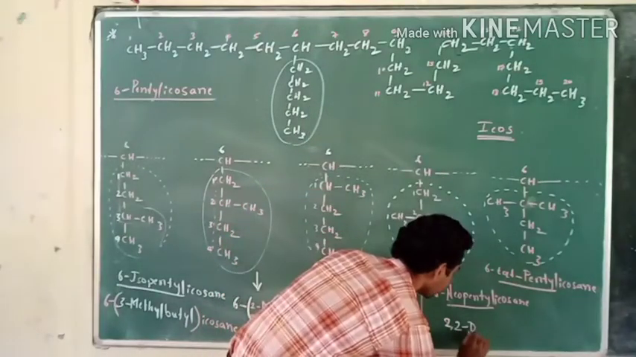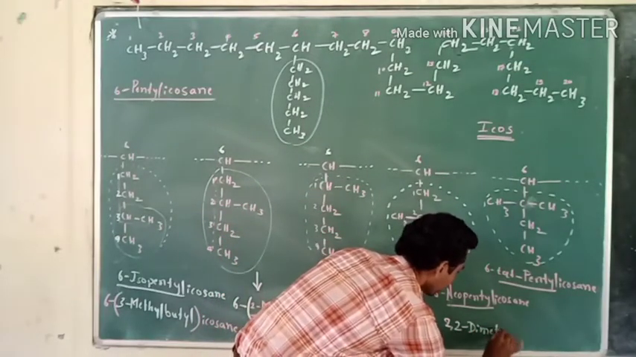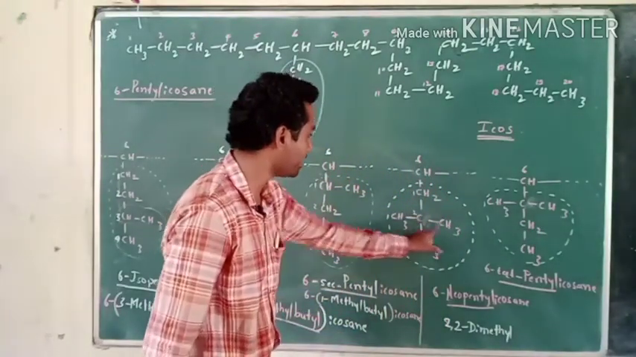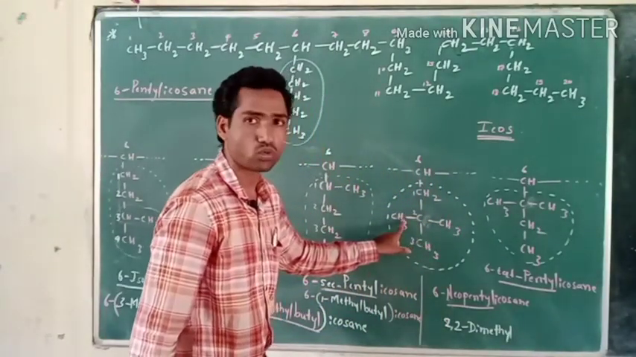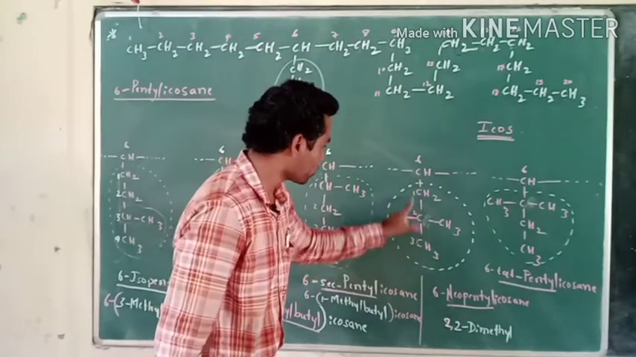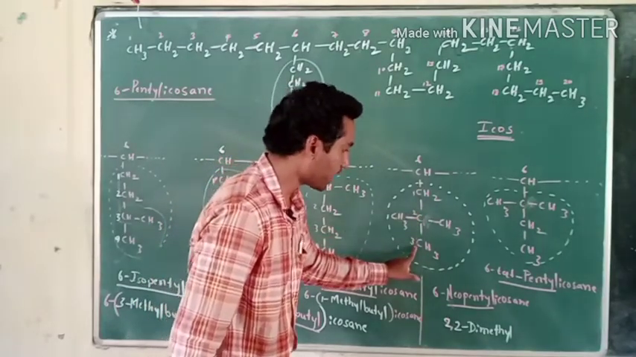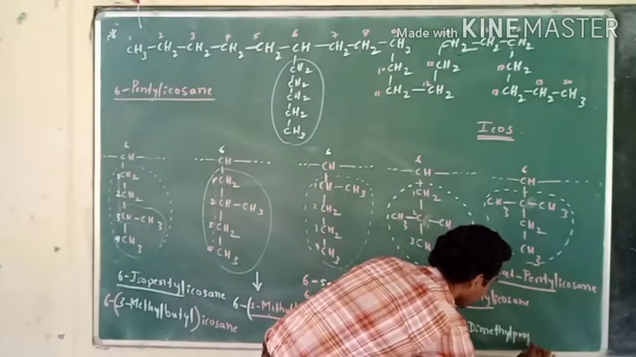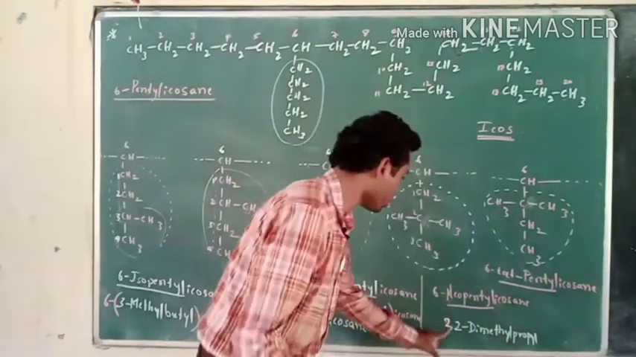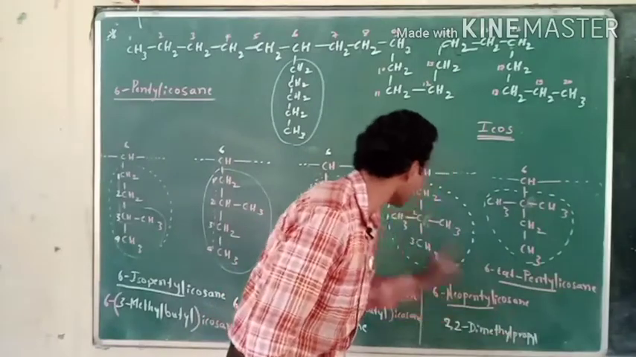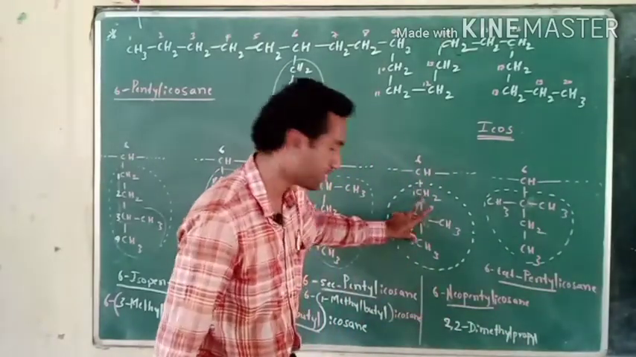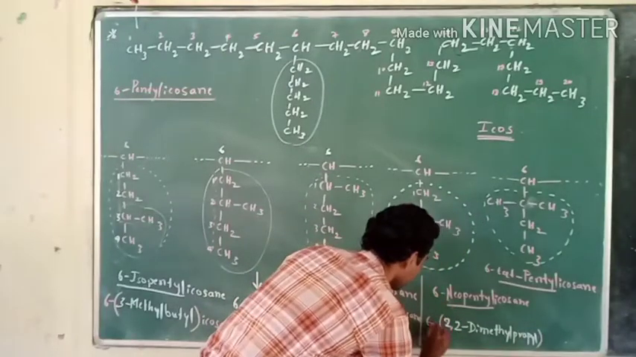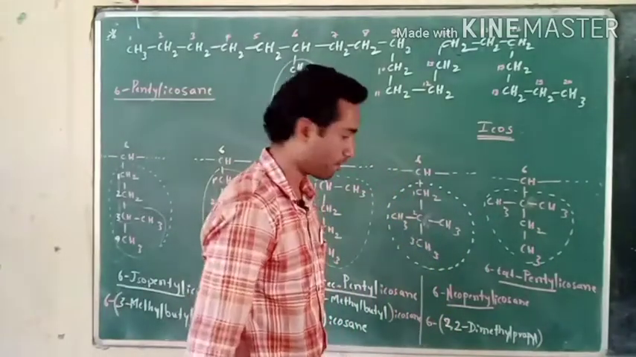2,2-dimethyl. 2 methyl groups, therefore 2,2-dimethyl. So next thing is 3 carbons in the longest carbon chain, therefore propyl. 2,2-dimethylpropyl is the name of this substituent. This is attached to the 6th carbon of the longest carbon chain, right?